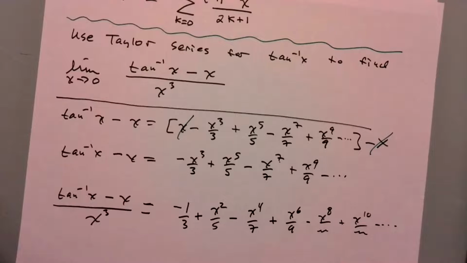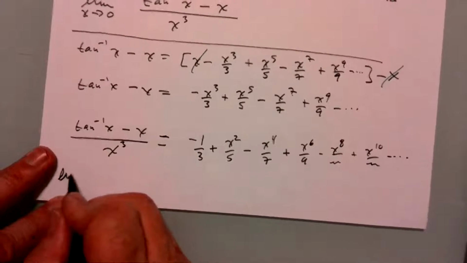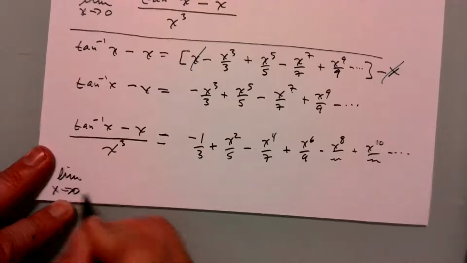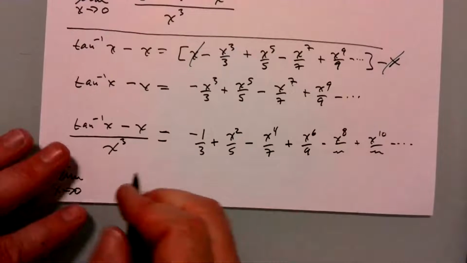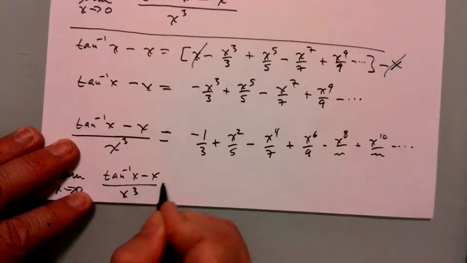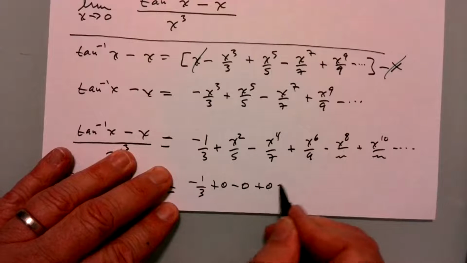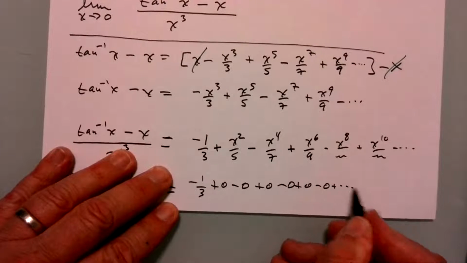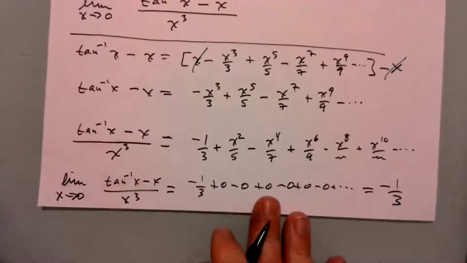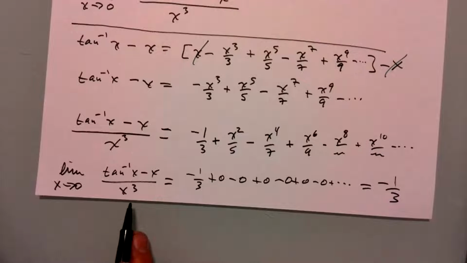The point is, though, as x goes to 0, all of these pieces are going to go to 0. So to finish this off, what we can say is the limit as x goes to 0 of inverse tan x minus x over x cubed, as x goes to 0, I get negative 1/3 plus 0 minus 0 plus 0 minus 0 plus 0 minus 0 plus dot, dot, dot equals negative 1/3, which I argue is a lot easier than trying to do this with L'Hopital.